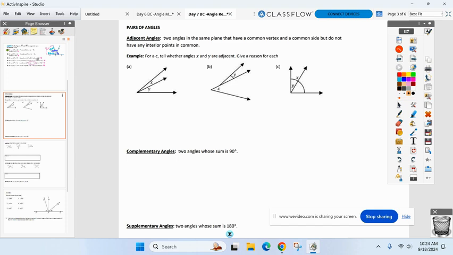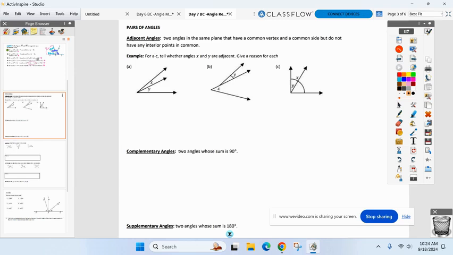So what I've done is I've drawn 3 different diagrams up there, A, B, and C, and I want to know, are angles X and Y adjacent to each other? So let's look at diagram A. Are X and Y adjacent? Because it's not good enough just to say yes because they're next to each other. Let's go through the 3 rules. Do they have the same vertex? Yes, absolutely. Do they share a side? Yes, the one between them.